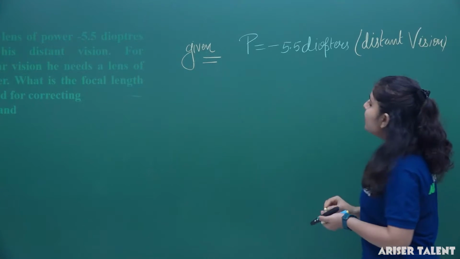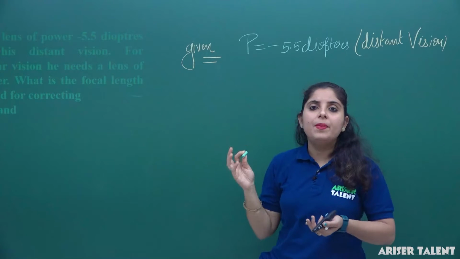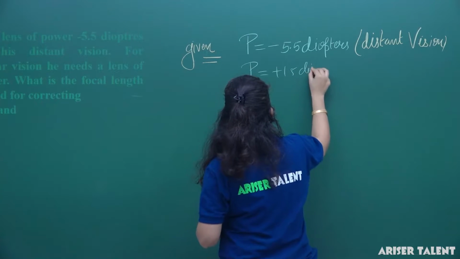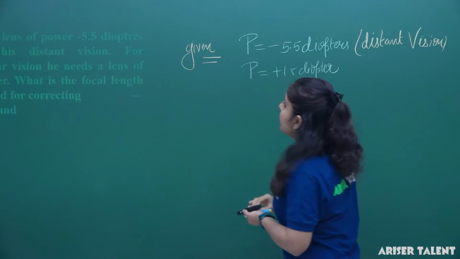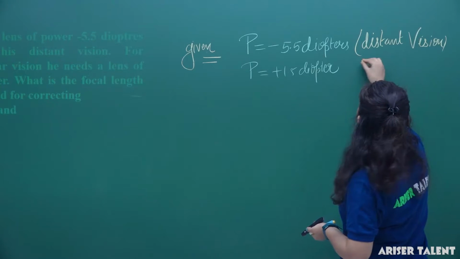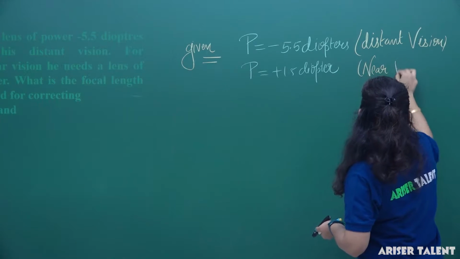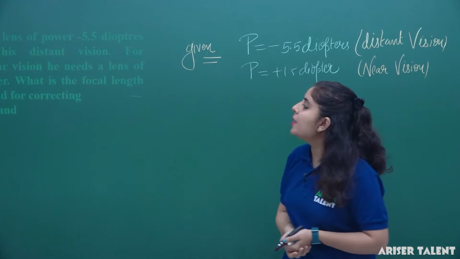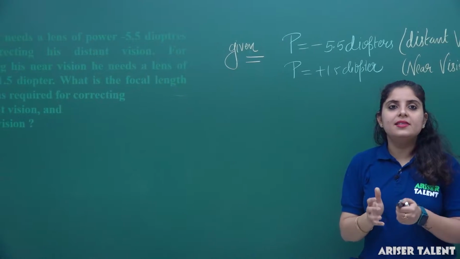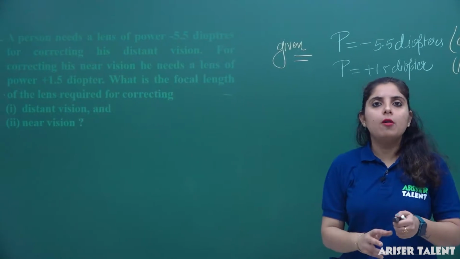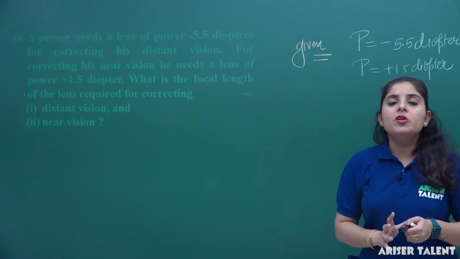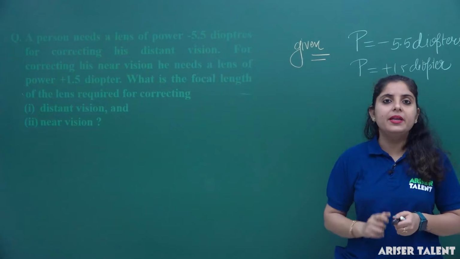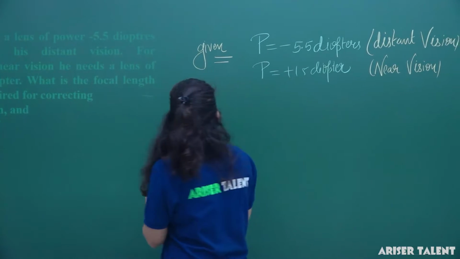Now in the second case, the power provided is plus 1.5 diopter. This power is for the near vision. Now, what is the focal length of the lens required for correcting the distant vision and the near vision? We have to solve two parts here: how much focal length will be needed for the distant vision, and secondly, how much focal length will be needed for the near vision. So we are solving the first part here.